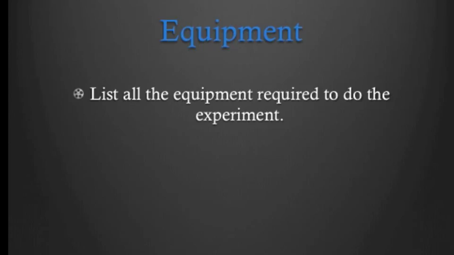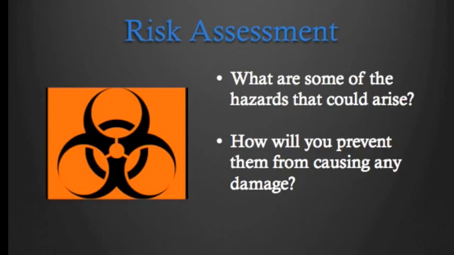Once you have got an equipment list, you can start making a risk assessment. This is where you find out what some of the hazards that could arise are, and more importantly, what you need to do in order to avoid these hazards causing any harm to you or anyone around you during the experiment.